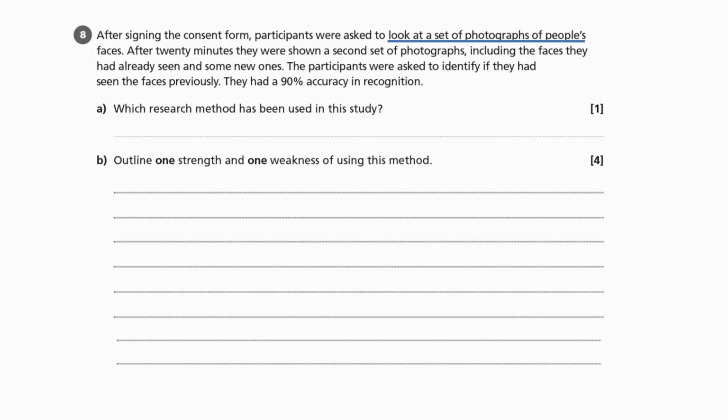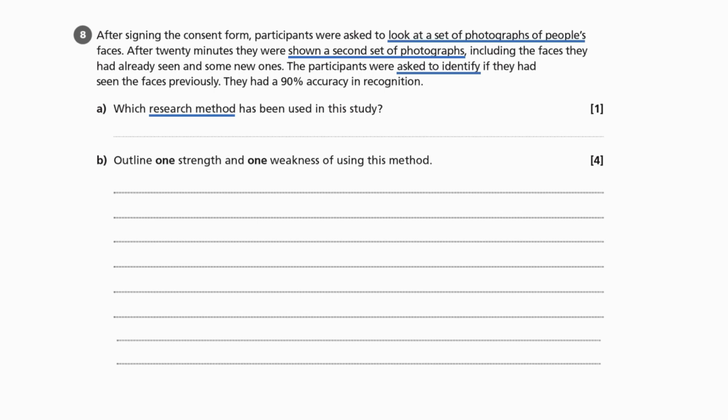So the question is referring to how they looked at a set of photographs of people's faces, and that they were also shown a second set of photographs, and they were asked to identify if they had seen the faces previously. So when you're reading it, you need to think, okay, well, what research method is it likely to be? Is it going to be a lab experiment? Is it going to be an observation? Is it a case study?